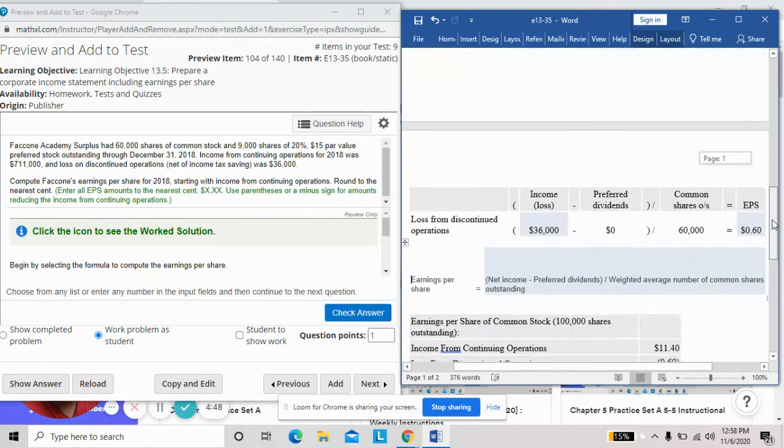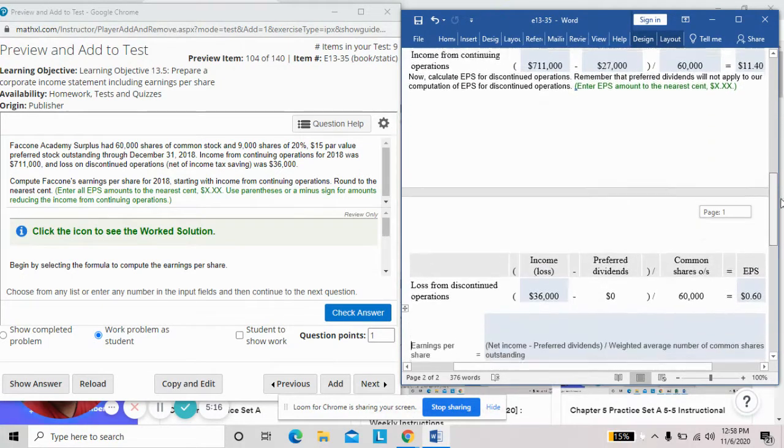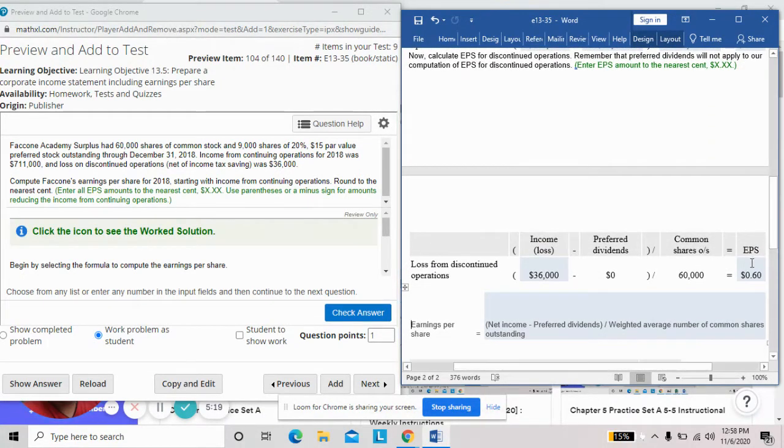After finding the earnings per share, I need to find the EPS for the loss from discontinued operations. As we see here, the loss on discontinued operations was $36,000. That goes in here. I'll subtract the zero listed amount of preferred dividends and divide by the common shares that we have here. That result gives me an earnings per share of 60 cents.